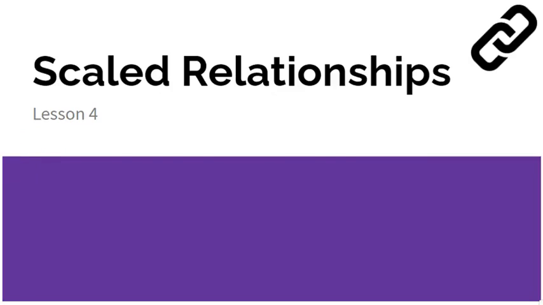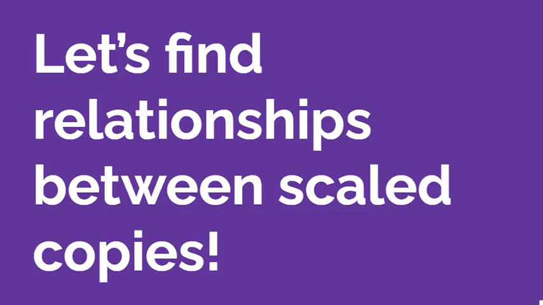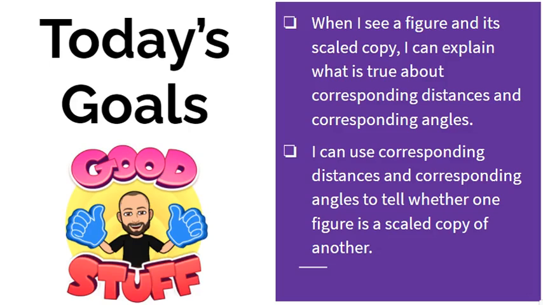Lesson 4, scaled relationships. So we're going to look at the relationships between scaled copies. Today's I cans. When I see a figure and its scaled copy, I can explain what is true about corresponding distances and corresponding angles. I can use corresponding distances and corresponding angles to tell whether one figure is a scaled copy of another. So make sure you have today's date, your I cans, and your page number, and you are ready to move on.